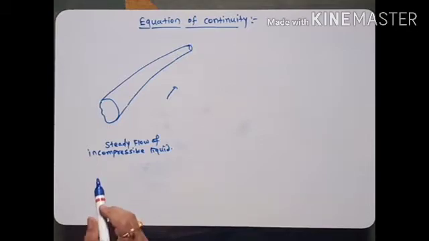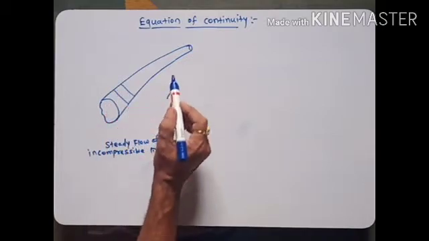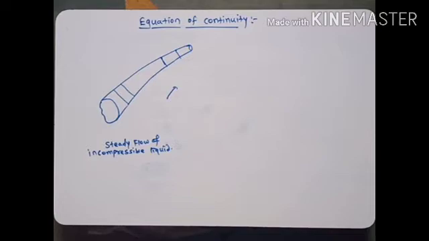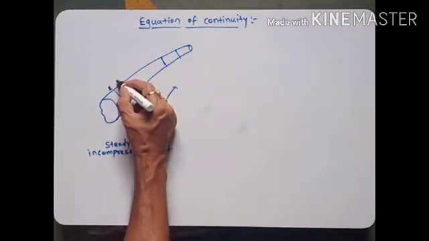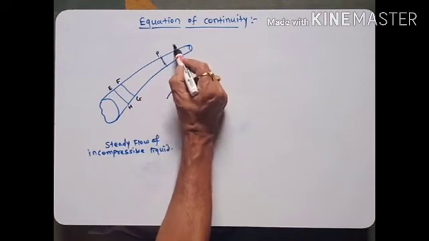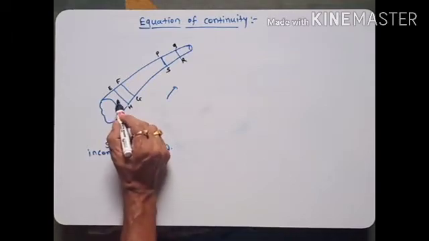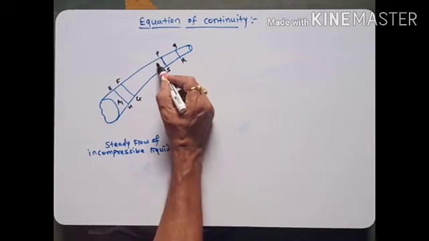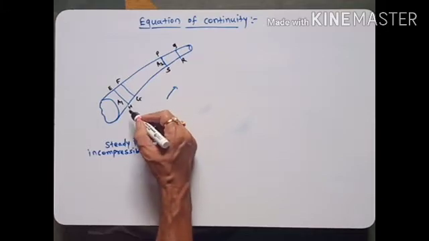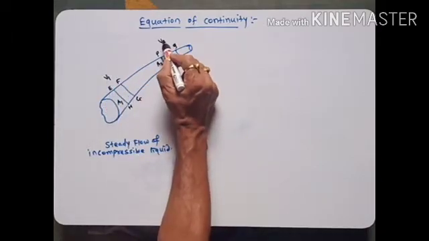Now we consider two sections here. Suppose this is one section, and this is another section. I will give names: this is E, F, G, H. We consider the second section, that is P, Q, R, S. Suppose A1 is the area of cross section of the pipe at this portion, and A2 is the area of cross section of the pipe at this section. Now suppose V1 is the velocity at this portion and V2 is the velocity at this portion.